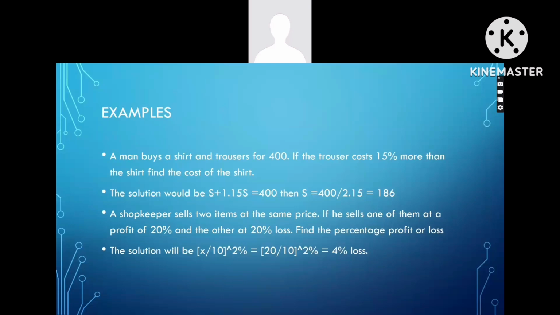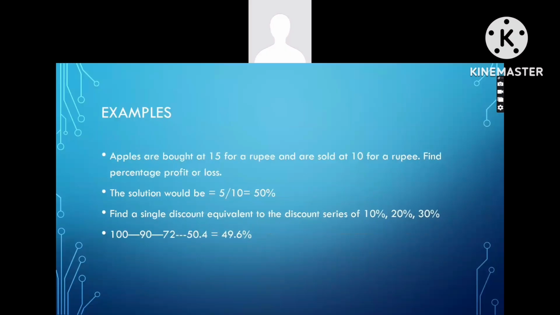Next comes another example. A shopkeeper sells two items at the same price. If he sells one of them at a profit of 20% and the other at a 20% loss, find the percentage profit or loss. The solution will be (x/10) whole squared percentage, then (20/10) whole squared, then 4% loss.